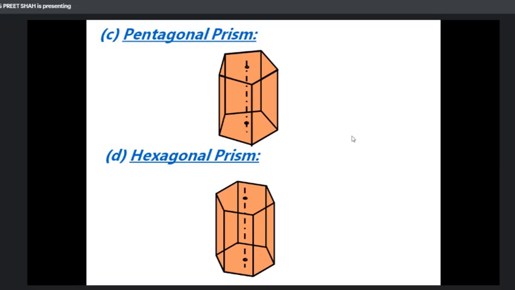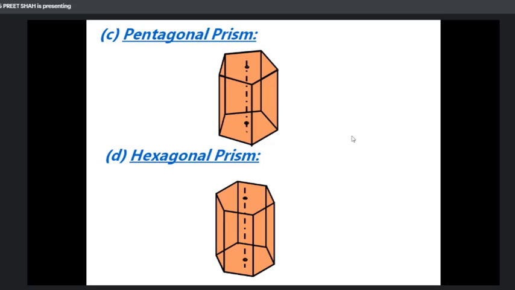Top and bottom have the same shape, and all the edges of the base are connected by rectangle faces. So it is a prism. According to the shape of the base, we have sub-classified the prism: triangular prism, square prism, pentagonal prism, hexagonal prism, and so on.